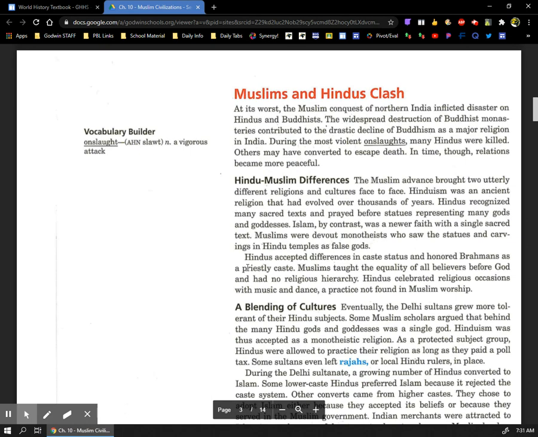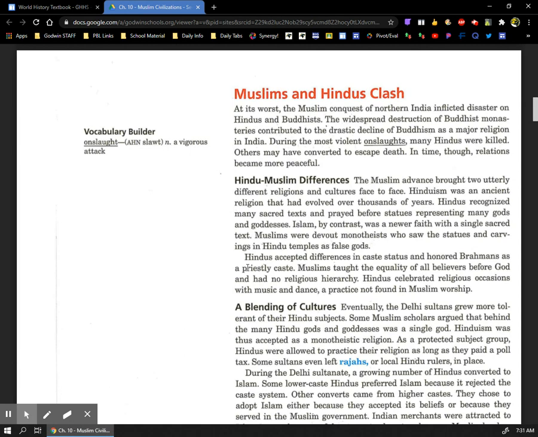Muslim and Hindus clash. At its worst, the Muslim conquest of northern India inflicted disaster on Hindus and Buddhists. The widespread destruction of Buddhist monasteries contributed to the drastic decline of Buddhism as a major religion of India. During the most violent onslaughts, many Hindus were killed. Others may have converted to escape death. In time, though, relations became more peaceful.